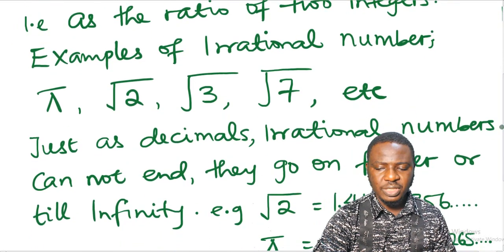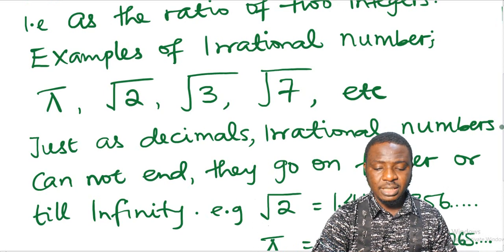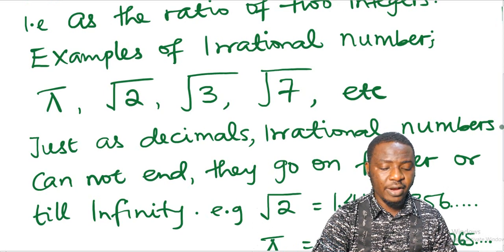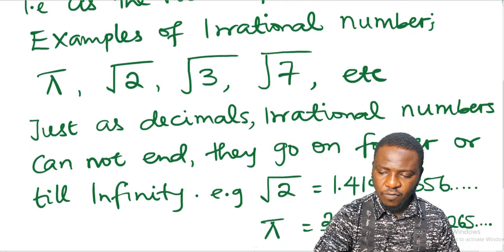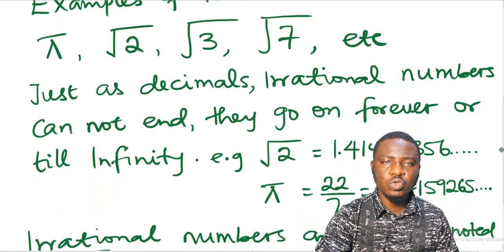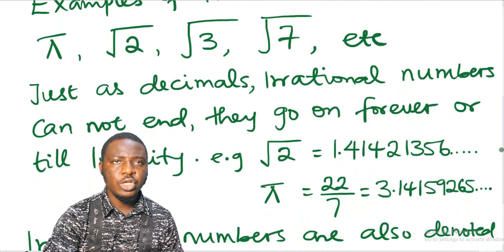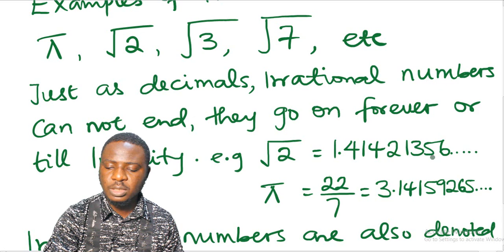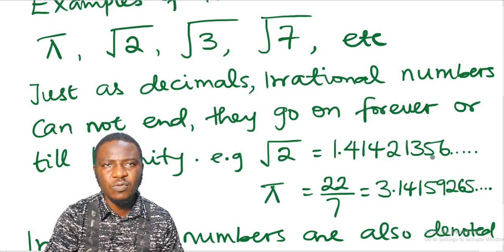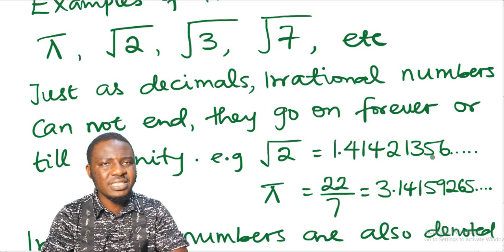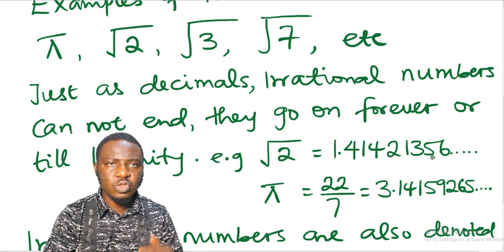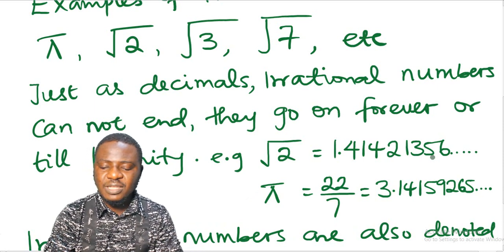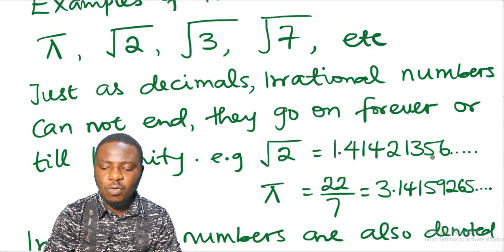Just as decimals, irrational numbers cannot end. That is, they go on forever or till infinity. For example, if you have root 2 and you punch your calculator, you will discover that it gives you a number 1.4142135 and so on and so forth. It does not have a definite end. So we refer to such numbers that don't have a definite end as irrational numbers.